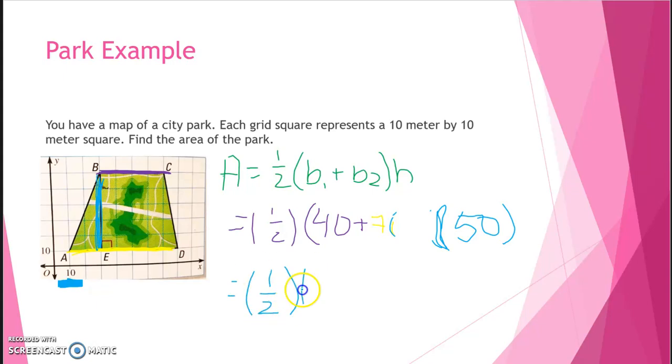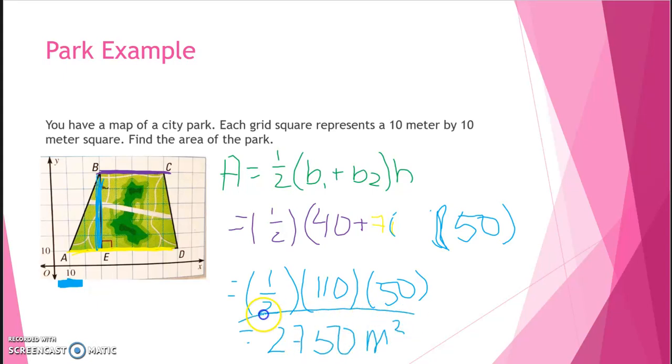So just simplifying, we're going to add the 40 and the 70 together. You get 2,750 meters squared for the area of the park. We were given our units up there in the problem.